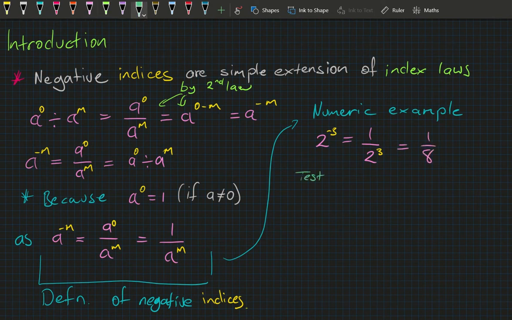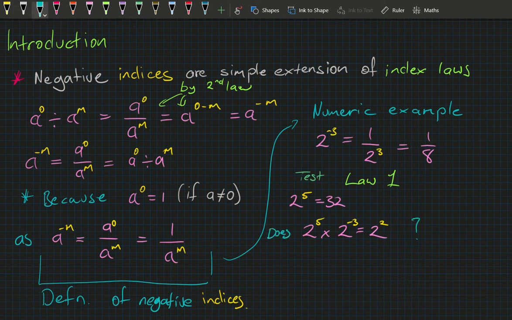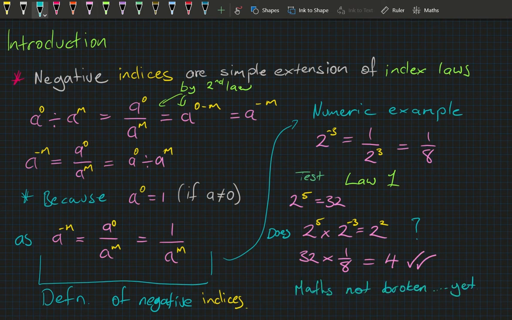If we were to use these numbers to test index law 1, let's remember that 2 to the 5 equals 32. So we want 2 to the 5 times 2 to the minus 3 to equal 2 to the 2. If we sub in the values we know, is 32 multiplied by 1/8 equal to 4? Well, that's just 32 divided by 8, and that is equal to 4. So index law 1 does work with negative indices. It's nice to know that we haven't broken maths yet. But of course we're going to keep trying that, right?